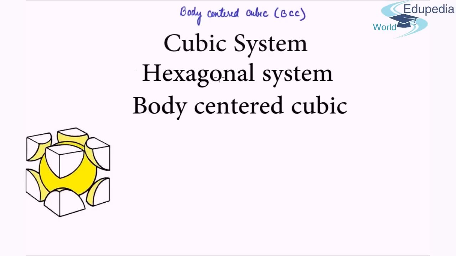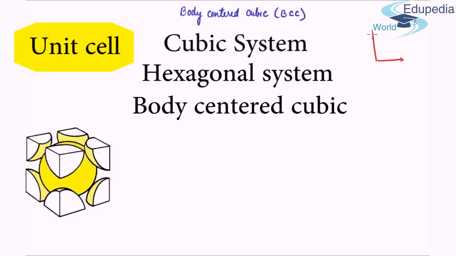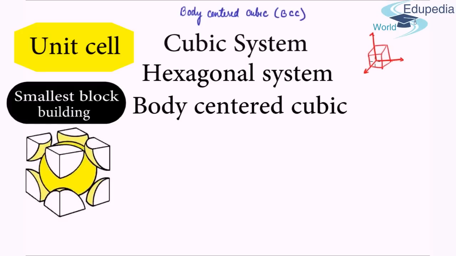To refresh your memory, when talking about a unit cell, we consider three perpendicular axes, and a unit cell is the smallest building block which can be repeated in 3 dimensions to get the whole crystal structure. This is the unit cell which will be replicated again and again in 3 dimensions to get the whole material, right? So here we will be discussing the unit cells.